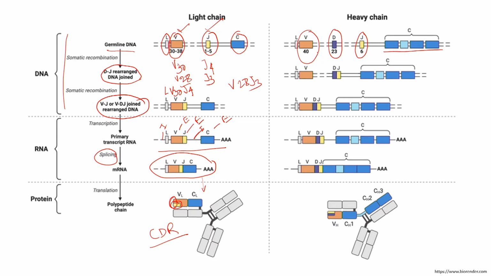First is D and J rearrangement. So D and J will combine first. 23 segments of D and 6 segments of J will combine randomly. For example, let's say D is 5th in number, so D5, and say J6 is coming here. So ultimately it is a 5 and 6 combination, for example.